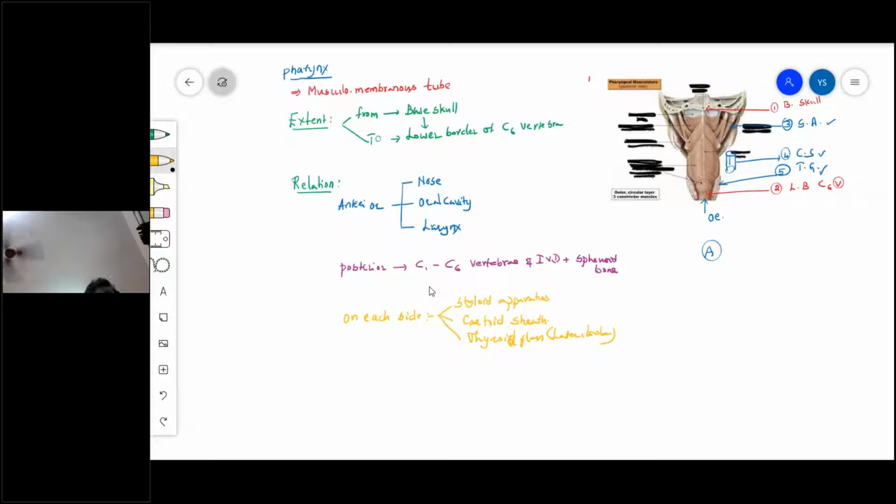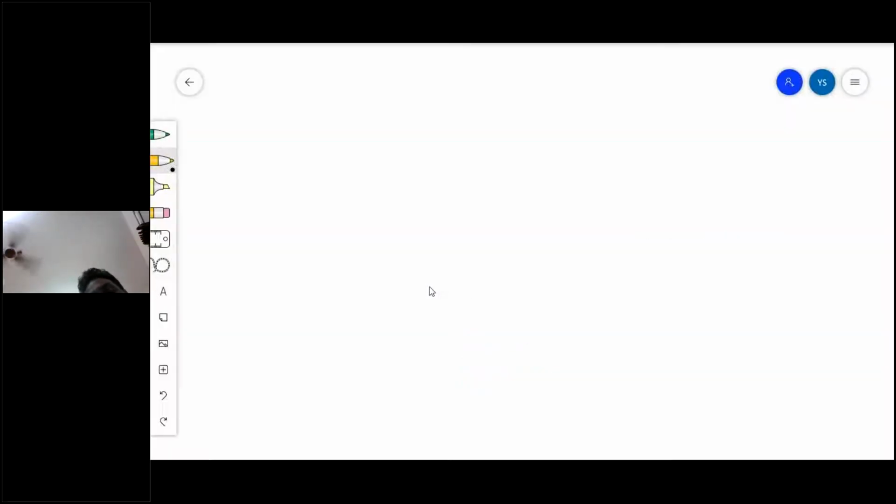And straight away, now we go to today's class, and today's class is the interior of the pharynx. For this, I will open another page, a new worksheet. In this worksheet, now I'm going to explain the interior of the pharynx.